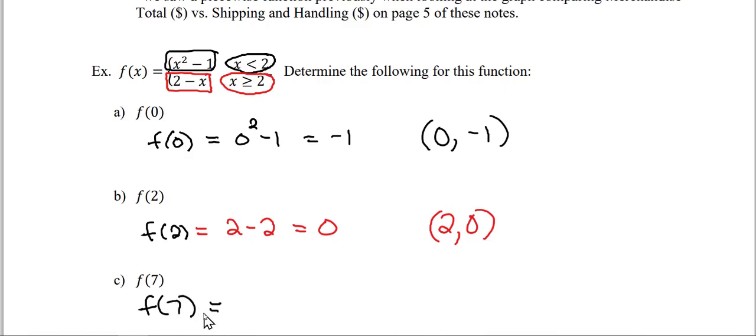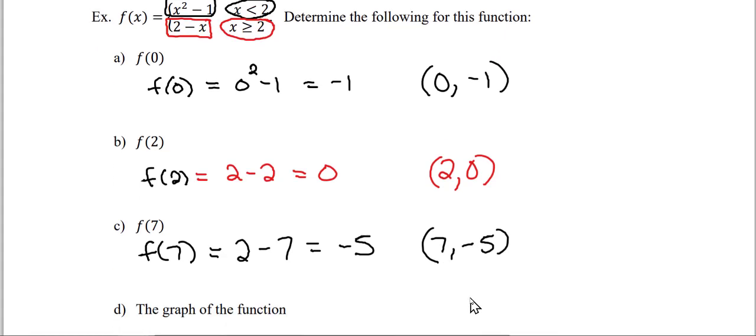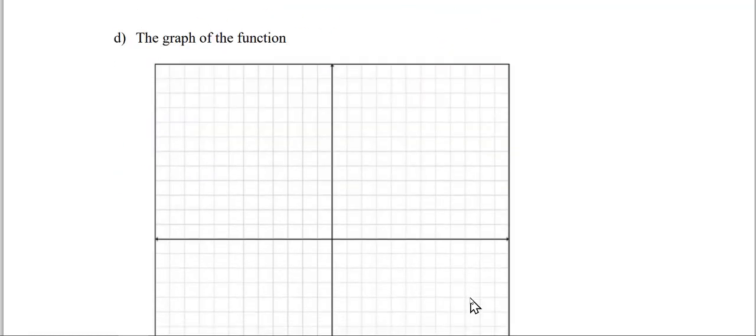Take a minute to think about which equation I want to use here, the top one or the bottom one. When x is 7, I want to use the bottom one, because x being 7 fits in this category for x greater than or equal to 2, because 7 is greater than or equal to 2. So I plug my 7 in there and I get the ordered pair 7, negative 5 is on this graph of this function. Now it asks us to actually graph the function down here.